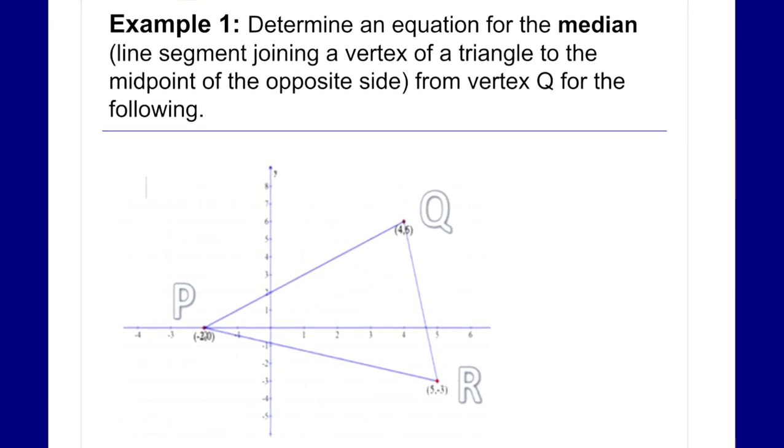So example 1, we want to determine an equation for the median, which is the line segment joining a vertex of a triangle to the midpoint of the opposite side for vertex Q. So a key thing we want to highlight here is the word median. This is a new term that we are most likely learning, and the median is the line segment joining a vertex, just a fancy word for a point, of a triangle to the midpoint on the opposite side.